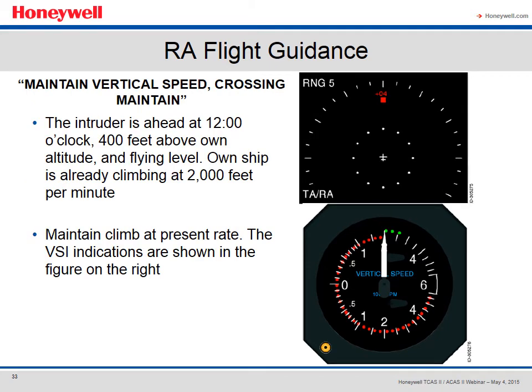Here the intruder is at 12 o'clock, 400 feet above your altitude and flying level. You're already establishing a climb at 2,000 feet per minute. The resolution advisory will be "maintain vertical speed, crossing maintain." The pilot should maintain his current climb rate as commanded by the green light band on the vertical speed indicator to ensure climbing above the intruder.